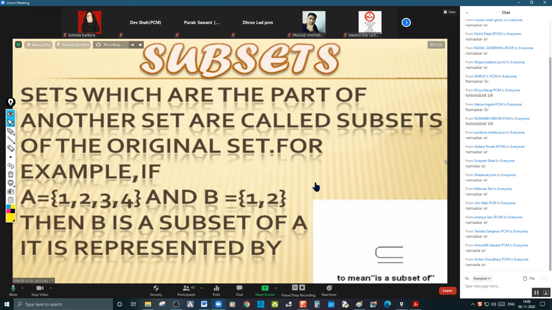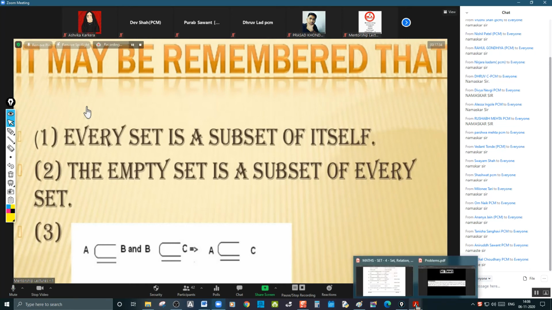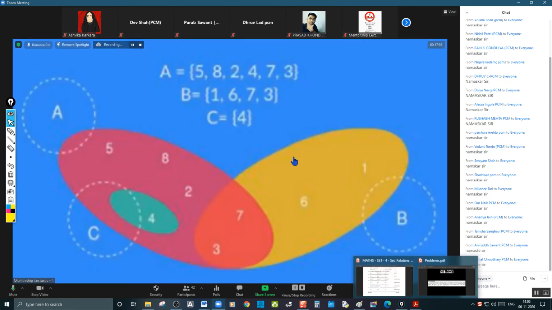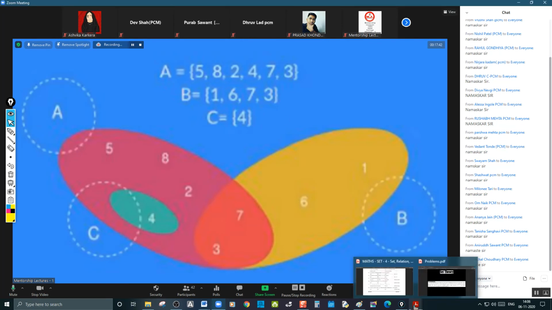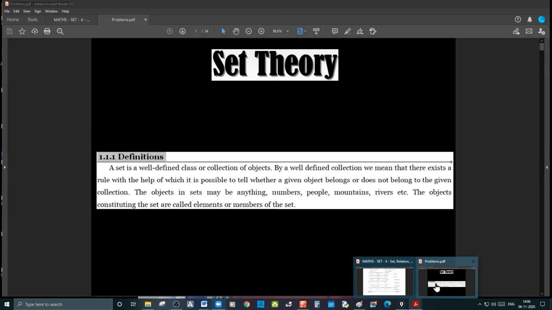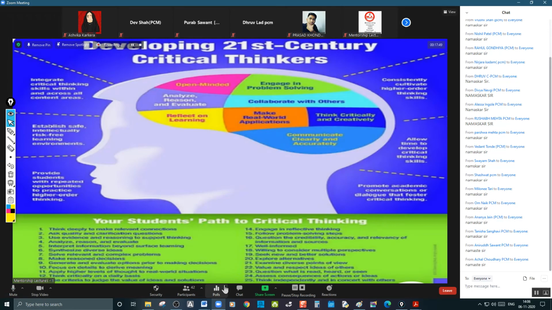Let us continue doing the problems before going to the second part of that set theory. Second part means the operations on sets, and this we will continue after doing some more problems. Let me share the screen.